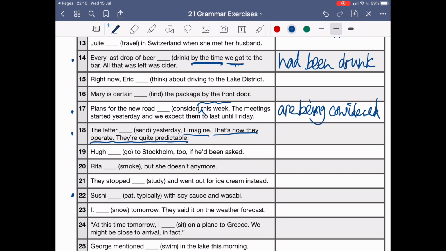And in this particular case, obviously a letter can't do any sending, so actually there has to be an agent. So you can imagine this is by someone. So this is going to be a passive form. Okay, so the letter will have been sent. Okay. Sended is not a word. By the way, every time I say this and I sigh, it's because I have horrible memories of seeing these words being made up by people on their exam papers.